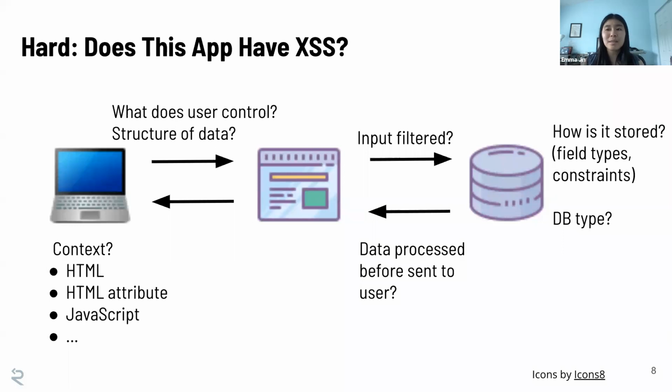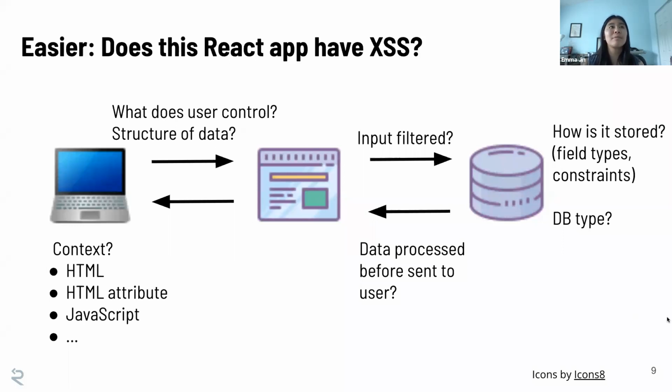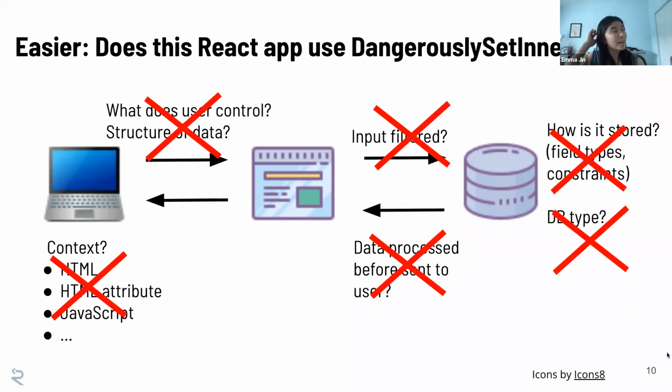But we could actually ask an easier question. Let's say we had some information that this app was written in React, and we then wanted to know whether it had XSS. So this doesn't seem like an easier question on the face of it. I haven't given you any information about what the user controls or whether the input is filtered. But actually, this is a somewhat different question, which is simply, does this app use dangerouslySetInnerHTML? If it does, then it's likely vulnerable to XSS. And if it doesn't, then it's likely not.